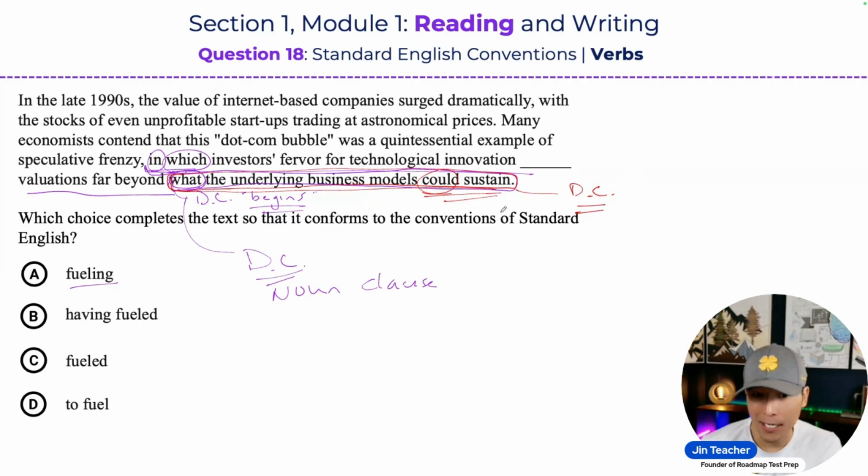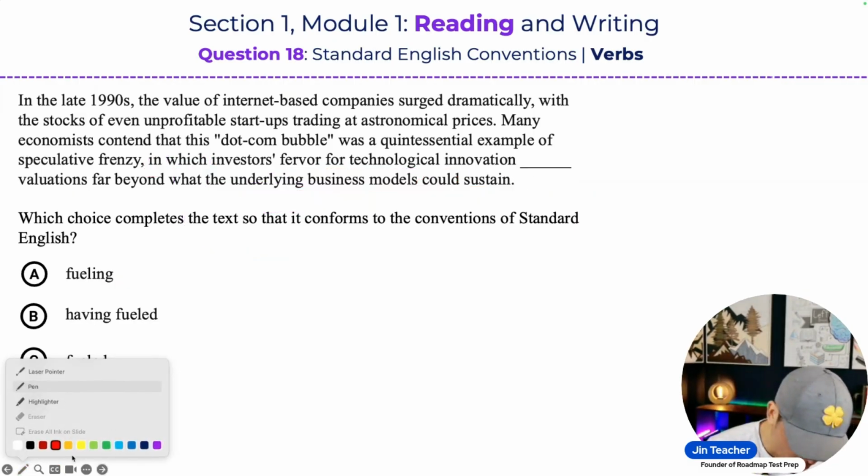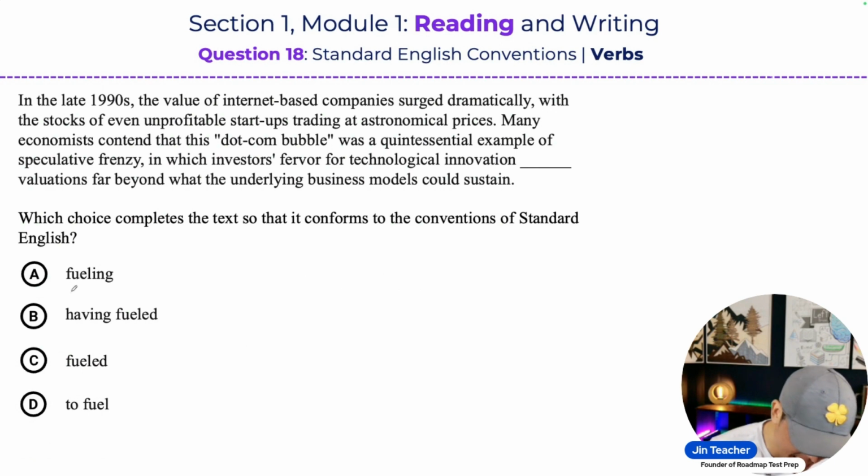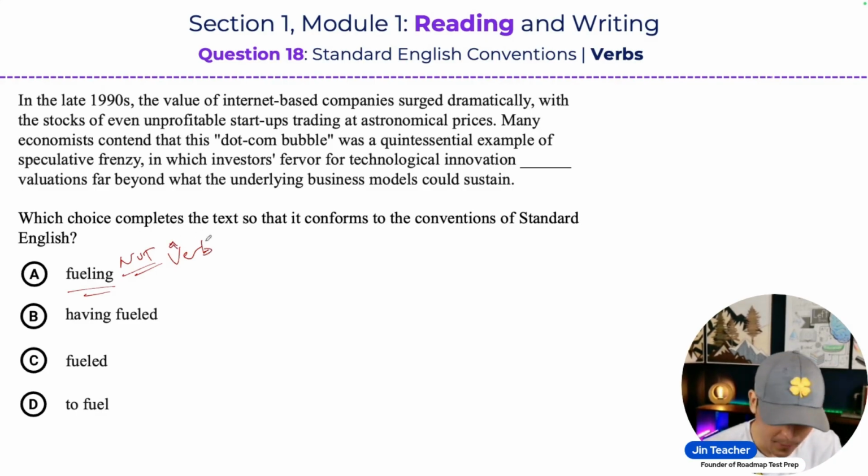Let me ask you this other question. Well, where's the verb inside of this dependent clause, this in which dependent clause? You don't have one, right? When you plug in answer choice A, you don't have that verb, right? Because ing by itself is not a verb, right? It doesn't function like a verb. It looks like a verb, but it doesn't function like one, right? So we know that that's not going to be correct.